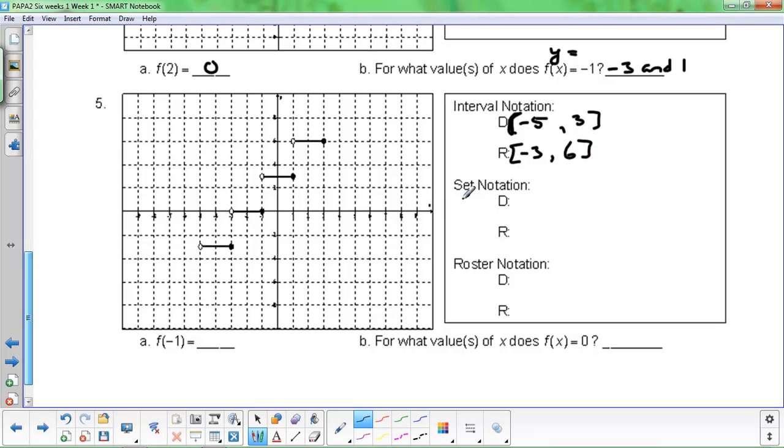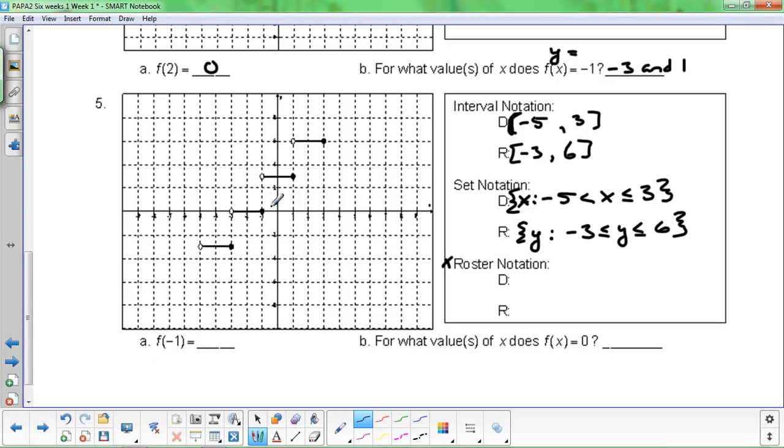Set notation is going to begin at -5. Denote your domain by using your x value: -5 less than x, which is less than or equal to +3. There will be no excluded values because of the nature of the relationship between the open and the closed circle. Y value begins at -3, less than or equal to y, which is less than or equal to 6. Roster notation again is not used because this is not a discrete function. This is a discontinuous function.